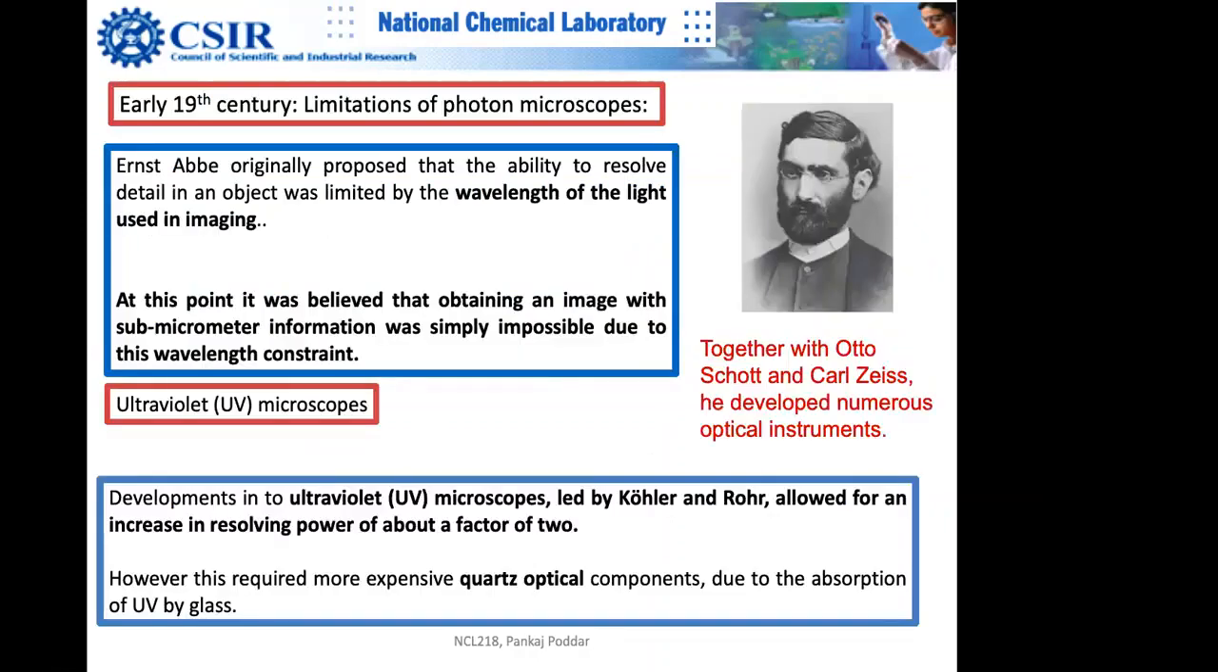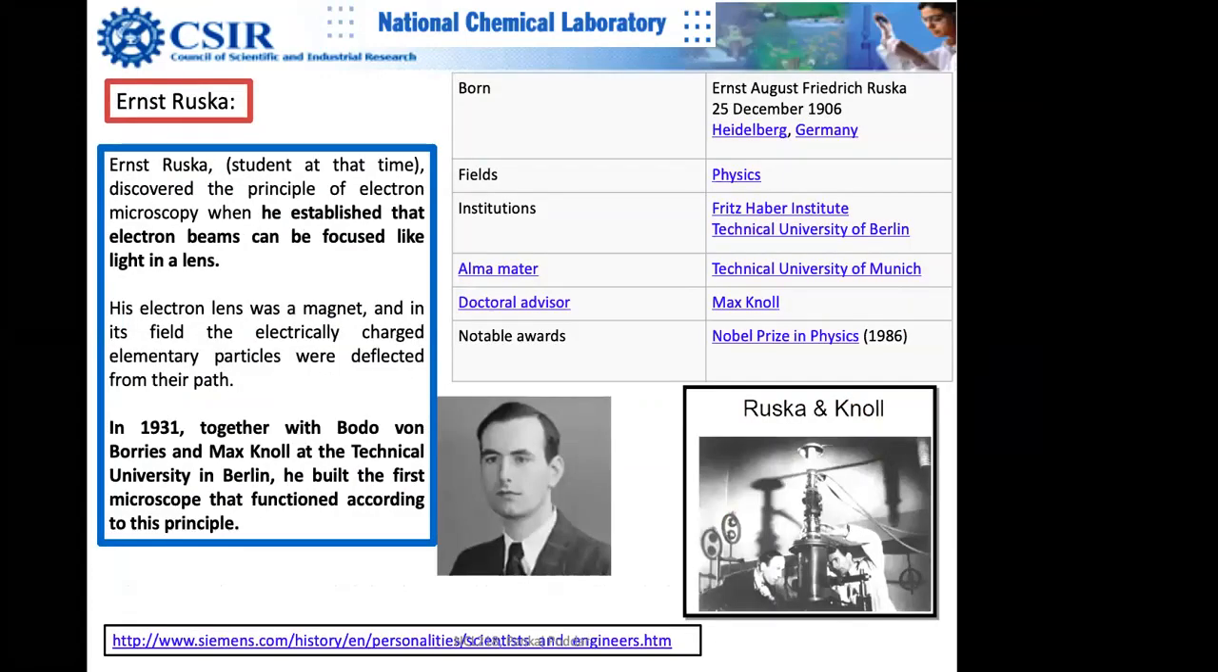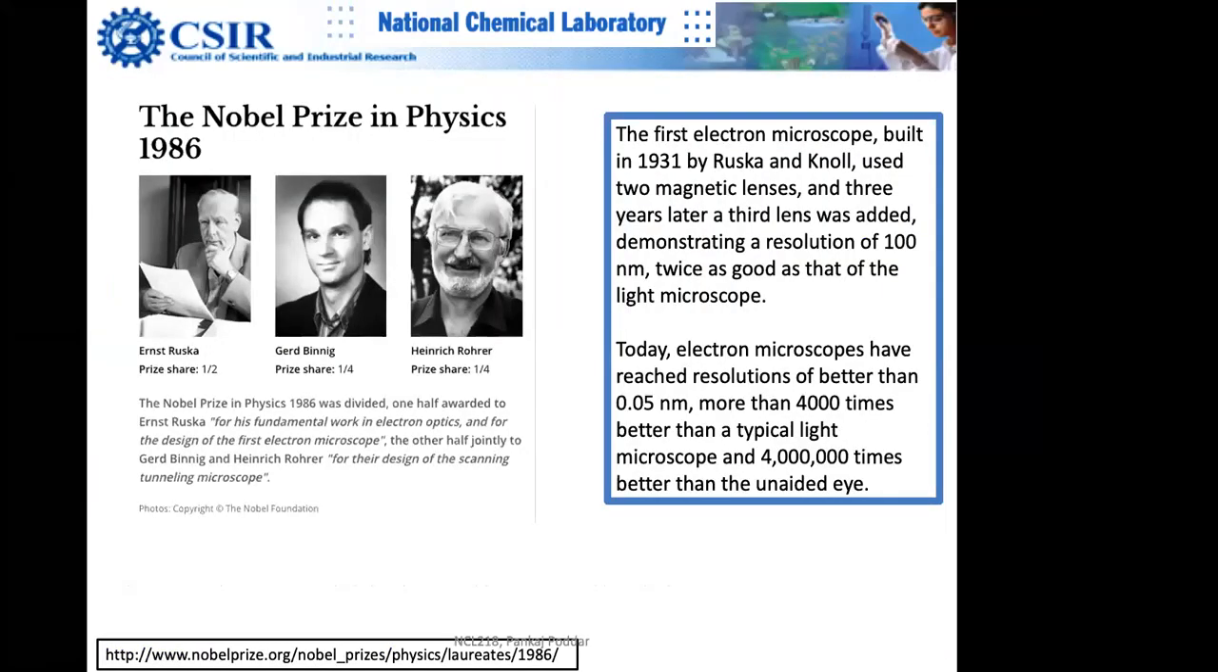So this is a photograph of a great man, Ernst Abbe, and together with Otto Schott and Carl Zeiss, they built a lot of microscopes, and I told you that he contributed. Then this is a photograph of Ernst Ruska, and he built the microscope, fine, and then he got the Nobel Prize together with Binnig and Rohrer, this I've already told you.